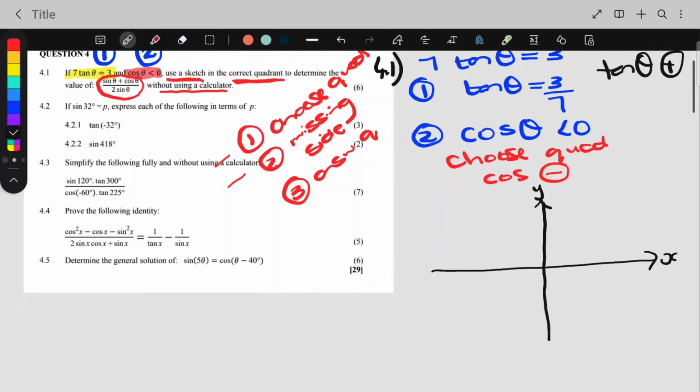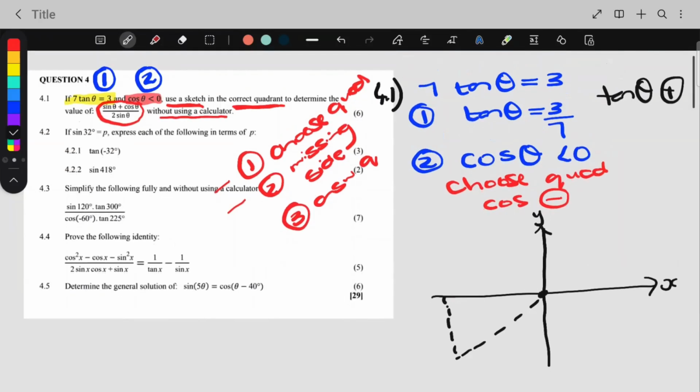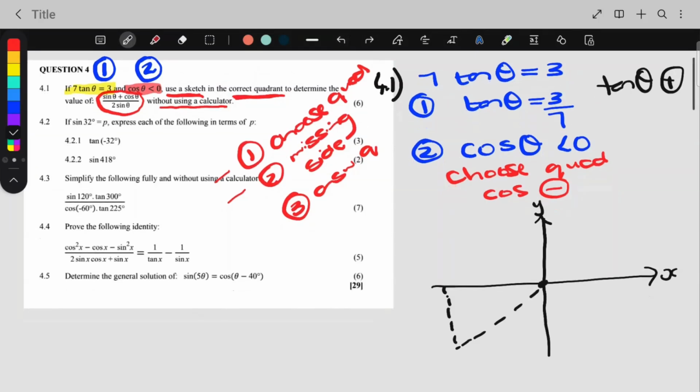I'm going to draw my diagram in quadrant number 3. So I come from the center and then I draw my line out like this and then I go up. Now I've chosen the quadrant, so we've done this part. The next thing we must do is work out the missing side. To work out the missing side, I'm only going to use this equation over here. I'm only going to use information number 1 to work out the missing side. So I'm going to write information number 1 down again. Tan theta is 3 over 7.